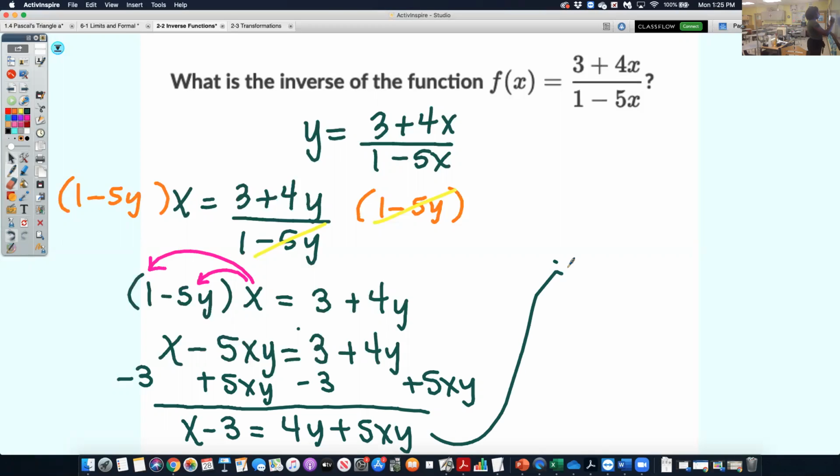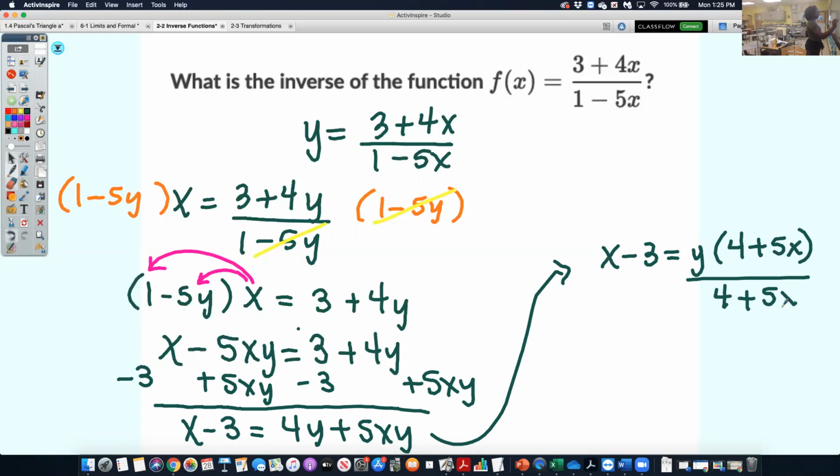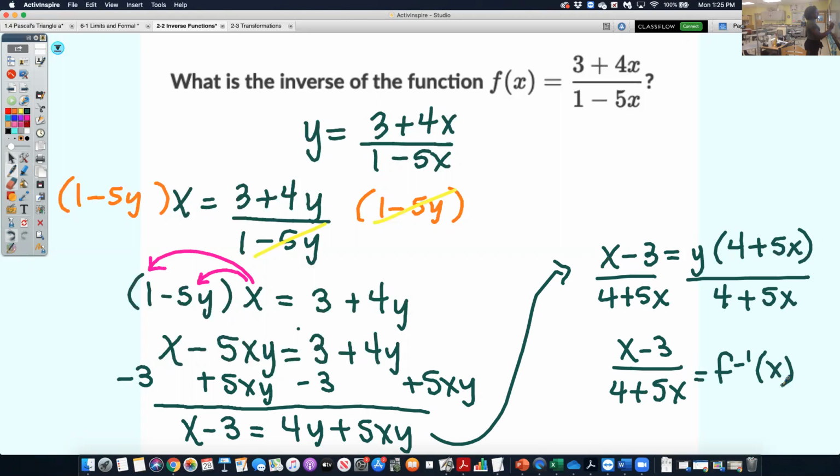But what I can do is factor out a y from both of those terms. And now I just have one y. And now that I just have one y, I can divide both sides by 4 plus 5x. And now I have my inverse function. This is how you find the inverse of rational functions.